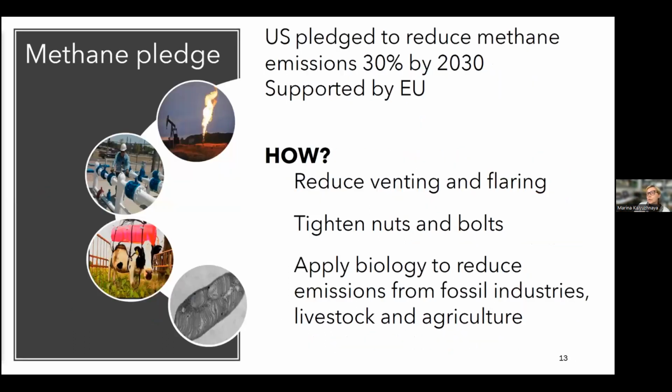So now we know that the US pledged early this year to reduce methane emissions, with the biggest initiative pledge of 30 percent by 2030. This pledge was supported by the European Union and more than 100 countries around the globe. But the biggest question is how we can do it. And it goes in many different directions. Of course, we have to reduce venting and flaring. This is from energy recovery. We have to tighten nuts and bolts, and engineers contribute incredibly well to this part. This is your natural gas delivery pipelines, how we can make them more sustainable, with fewer leaks.